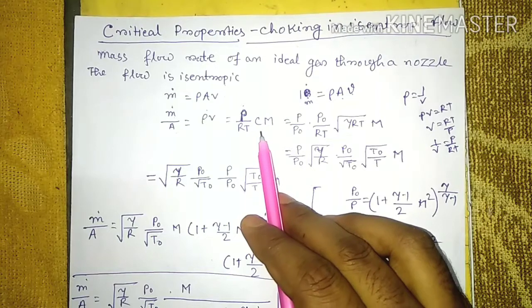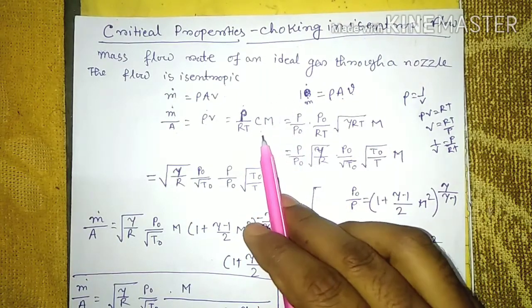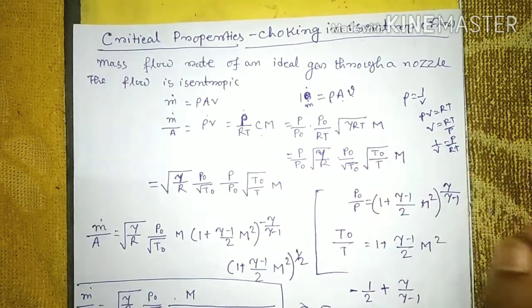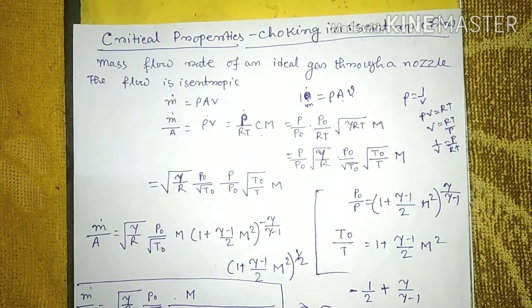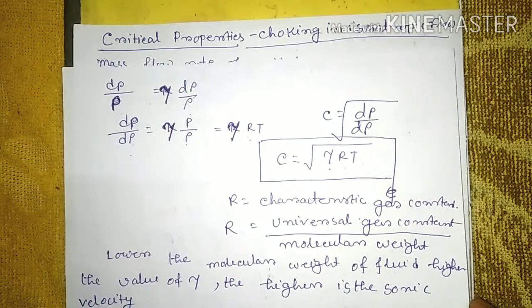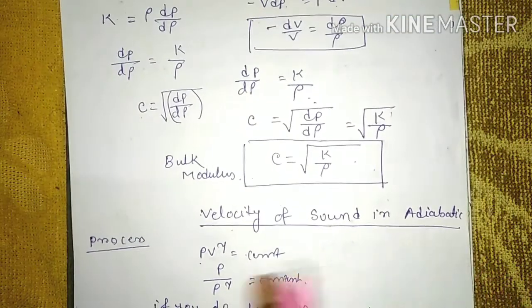For a reversible adiabatic process, or isentropic process, C is written as the square root of gamma RT, which we already discussed in the previous lecture video. We already proved that C is equal to the square root of gamma RT, in the topic of the velocity of sound in an adiabatic process.